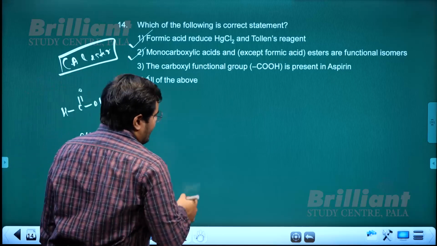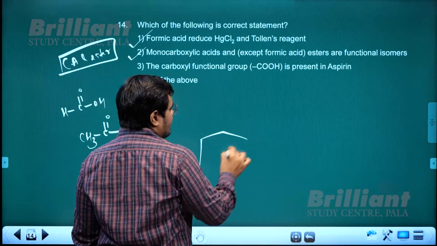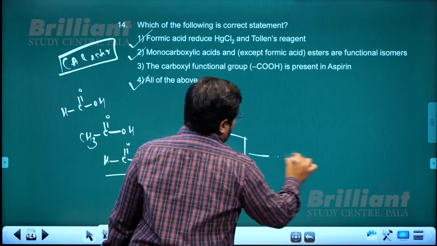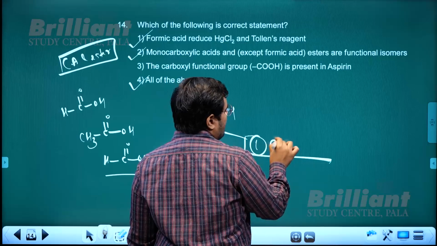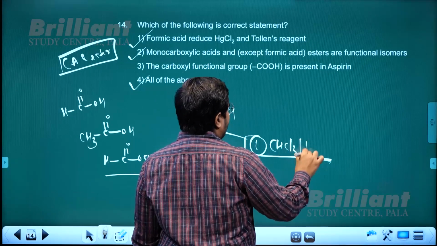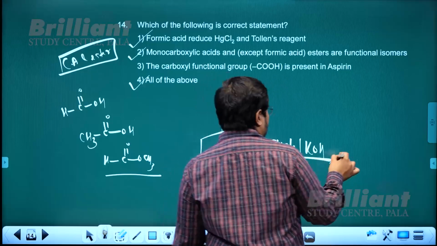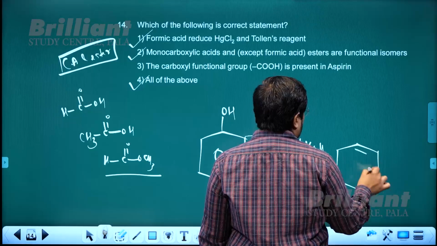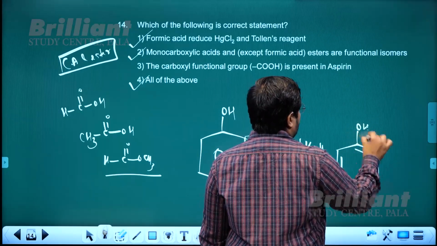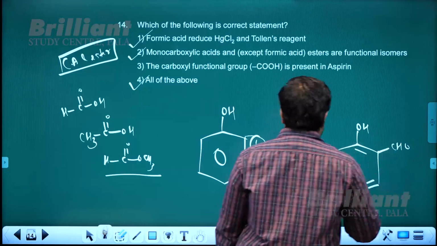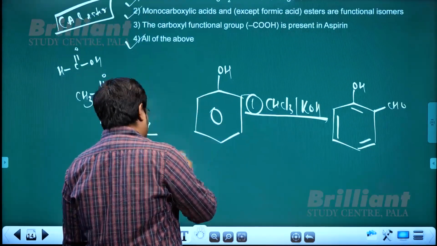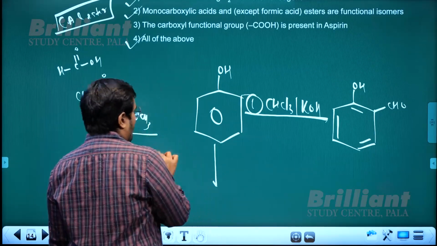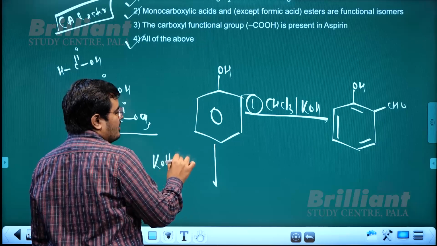But you should know what aspirin is, as this comes as a part of the Reimer-Tiemann reaction. When you take phenol and you treat it with CHCl3 in the basic medium, you end up with the formation of OH, CHO, which is salicylaldehyde. We have learned another variation of it, which is the Kolbe-Schmidt reaction.